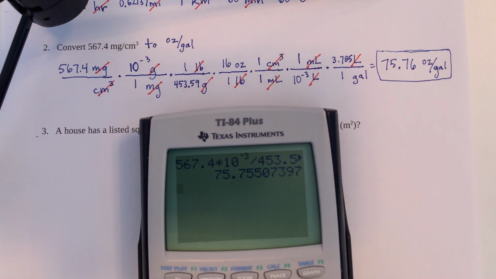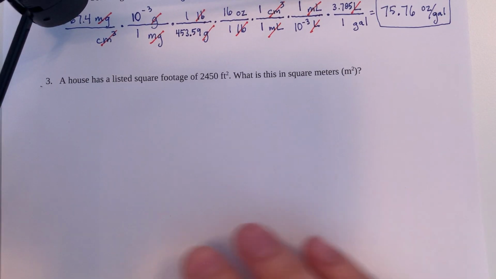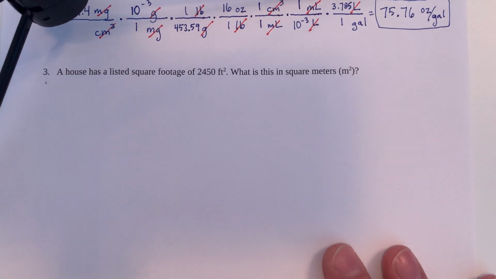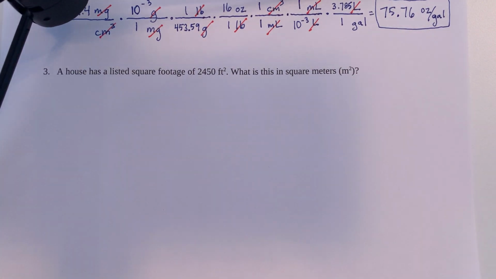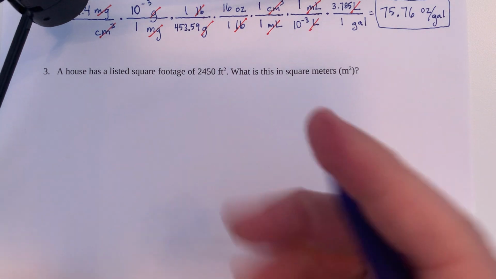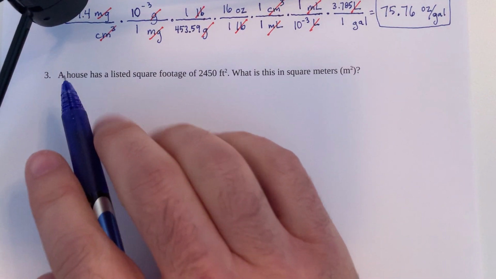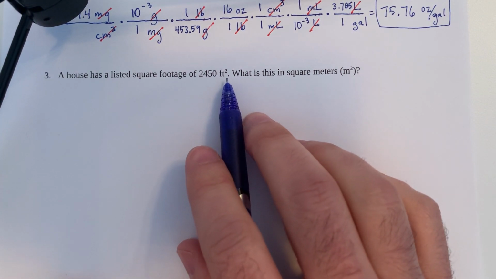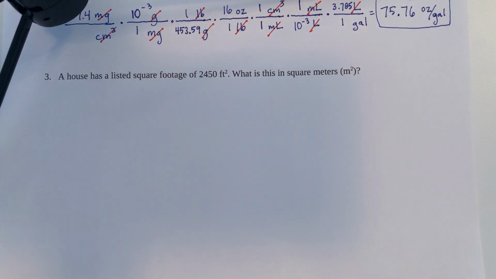Okay. All right. Hopefully these are making sense. Now our third one is a little different. I put it in the form of a word question, and it's going to deal with the units a little differently. So this is actually something that would be like real life. Like we measure houses in square feet. So we've got a house that has a listed square footage of 2,450 square feet. What is this in square meters, meters squared?